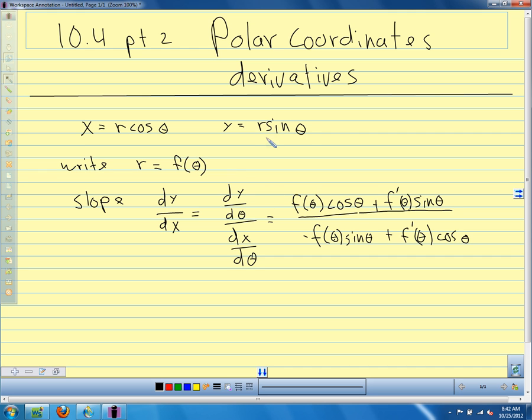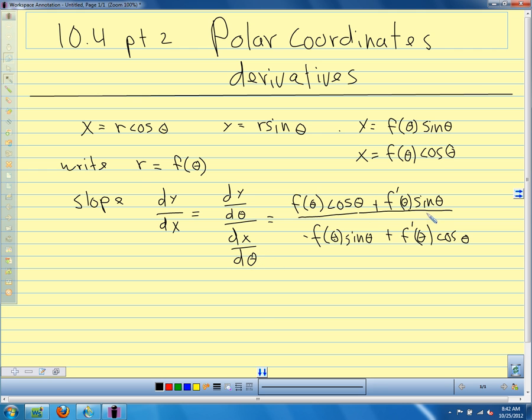So y is a function of theta, and r is also a function of theta. So when we take our derivative, we have to use the chain rule. And when we take the derivative of x with respect to theta, we have to use a chain rule. Or I'm sorry, product rule. Right, so if I rewrite this, y equals f of theta sine theta, x equals f of theta cosine theta. We're just writing r as f of theta. r is a function of theta. That's where the product rule comes in, because we have to take the derivative of the product of r, which is a function of theta, and the sine or cosine, which is also a function of theta. All I did was write out explicitly what dy d theta and dx d theta are.